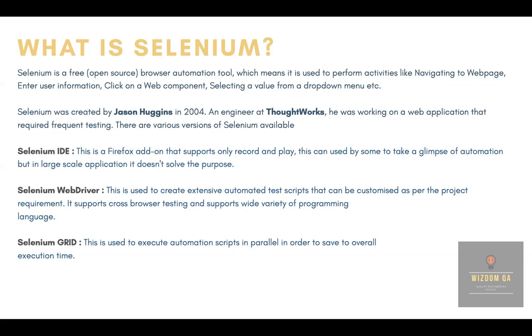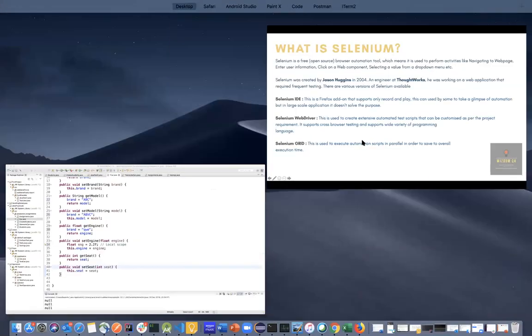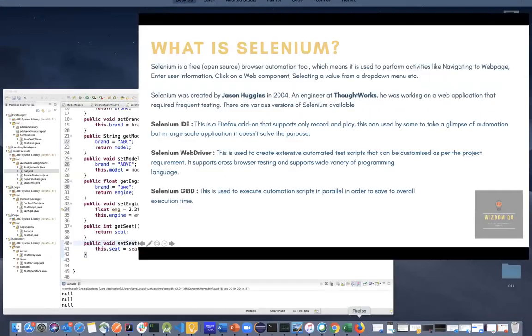So Selenium is basically available in 3 different flavors. One is called Selenium IDE. This is a Firefox add-on. It is basically an add-on to your Firefox browser, and then you can perform a record and play with it. So I can show that to you.